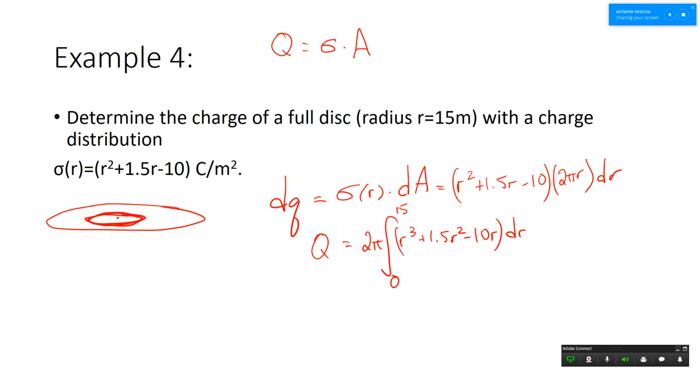All right, I'm not going to solve the integral. It's pretty straightforward. It's the polynomial law. It's going to be something like 2 pi over 4 r to the 4, plus 2 pi times 4.5 r to the 3, and so on and so forth. It's just the polynomial law. Any questions?